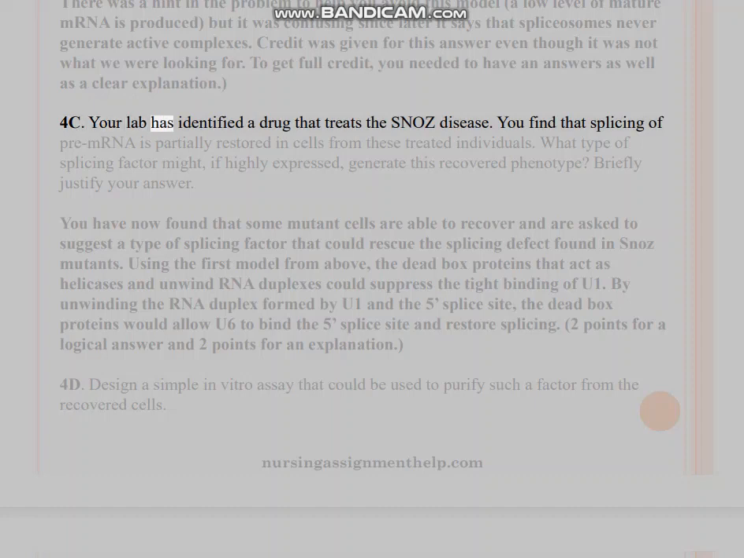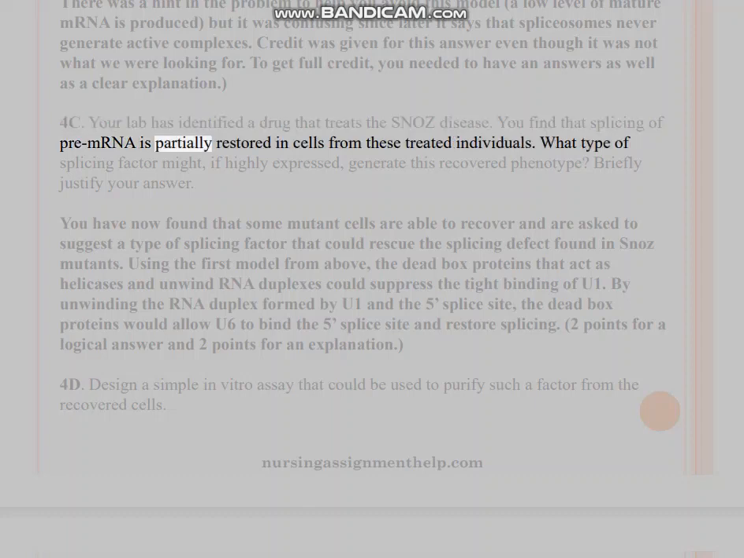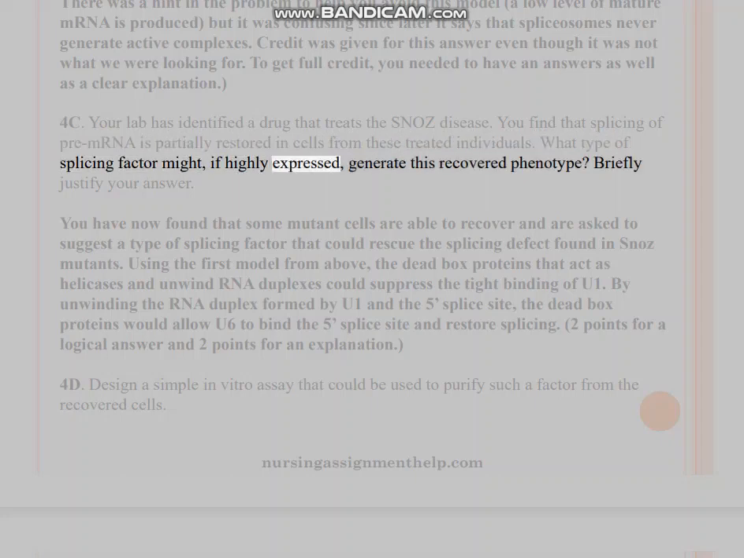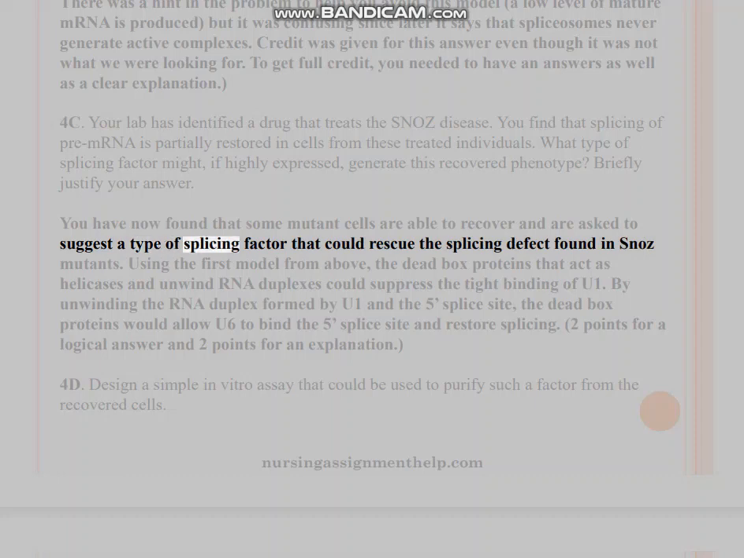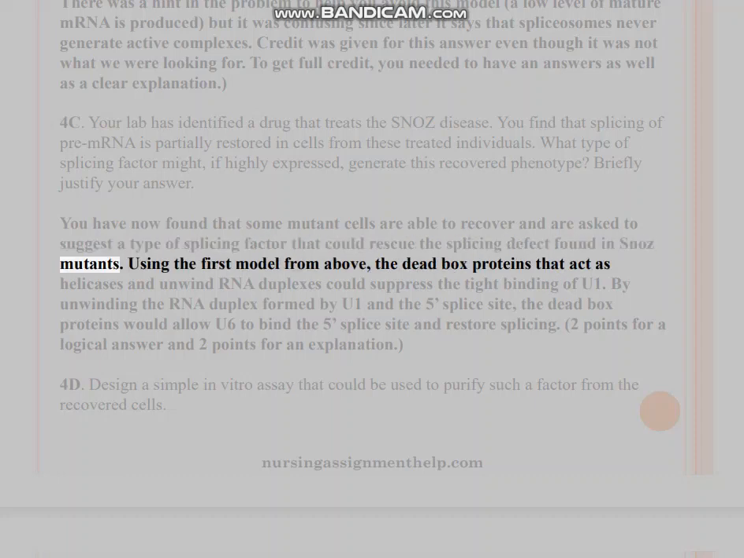For C, your lab has identified a drug that treats the SNOZ disease. You find that splicing of pre-mRNA is partially restored in cells from these treated individuals. What type of splicing factor might, if highly expressed, generate this recovered phenotype? Briefly justify your answer. You have now found that some mutant cells are able to recover and are asked to suggest a type of splicing factor that could rescue the splicing defect found in SNOS mutants.